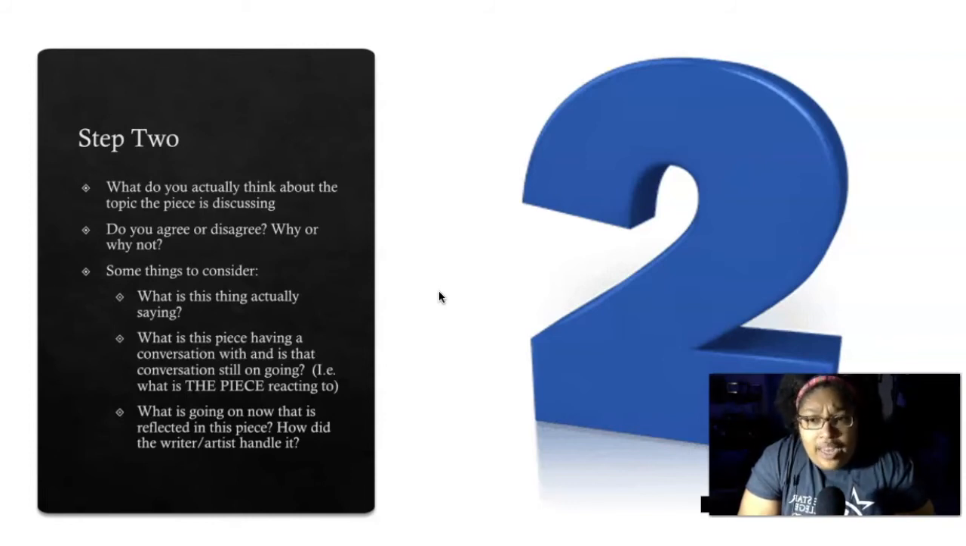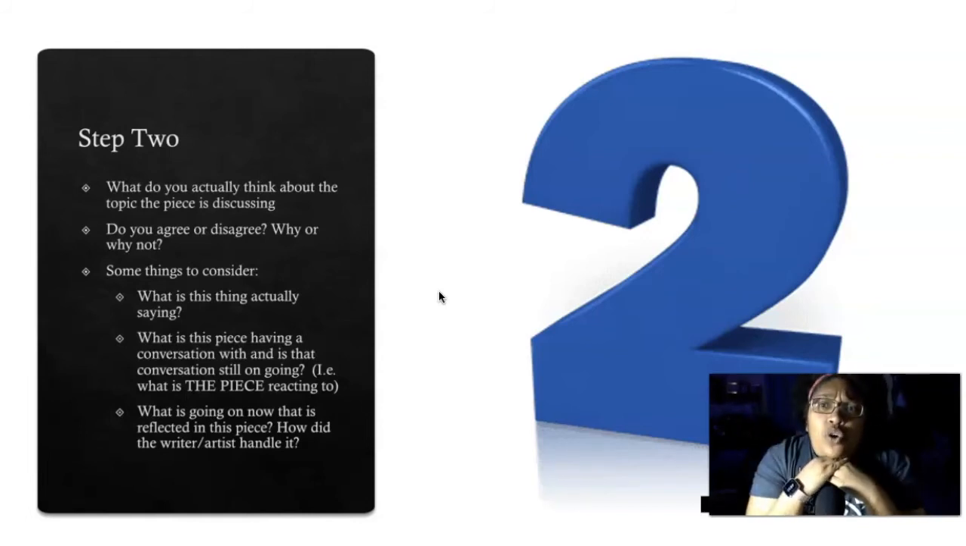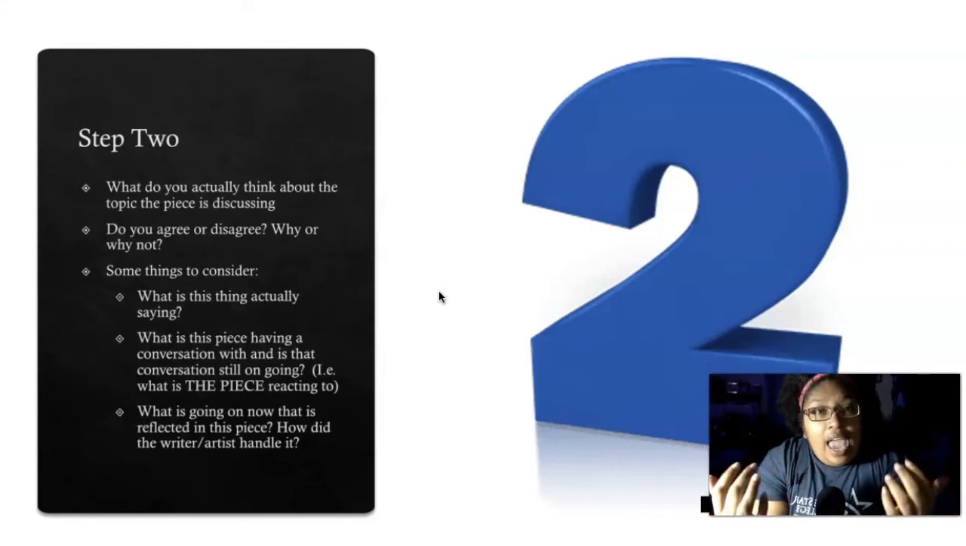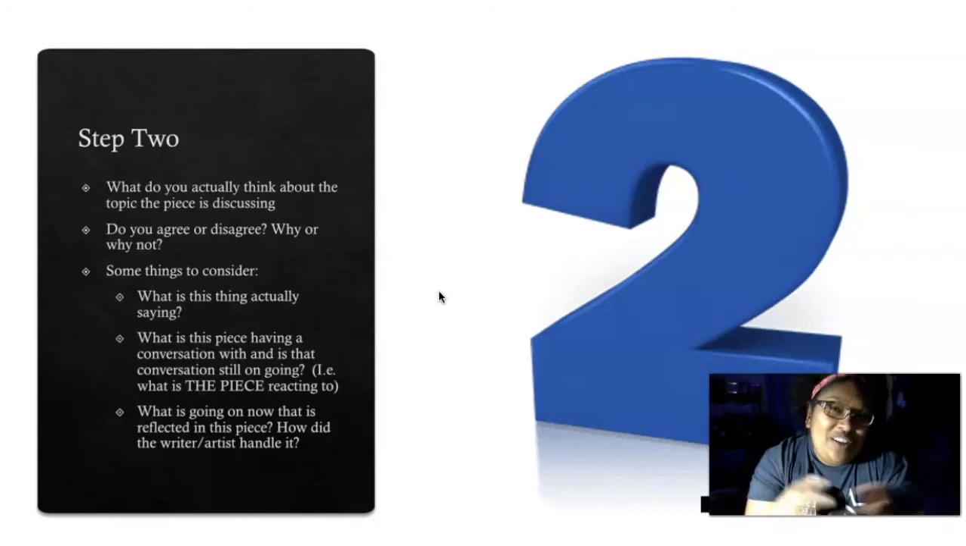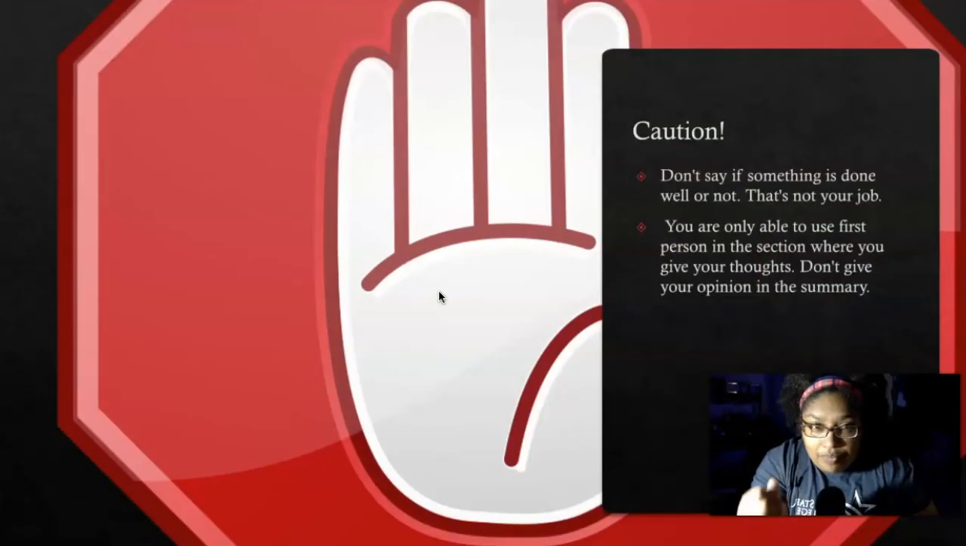What is going on now that is reflected in this piece? How did the writer or artist handle it? So you want to ask these bigger questions. It's not just, do I agree or disagree? Why or why not? What is it about what they're saying that you disagree with specifically? And why do you disagree with that? Is there a story? Is there data? Do you know that they're liars? I don't know. It's pretty much why. So again, this is a reflective piece. This is a thinking piece. And throughout this whole process, you'll be thinking the entire time.